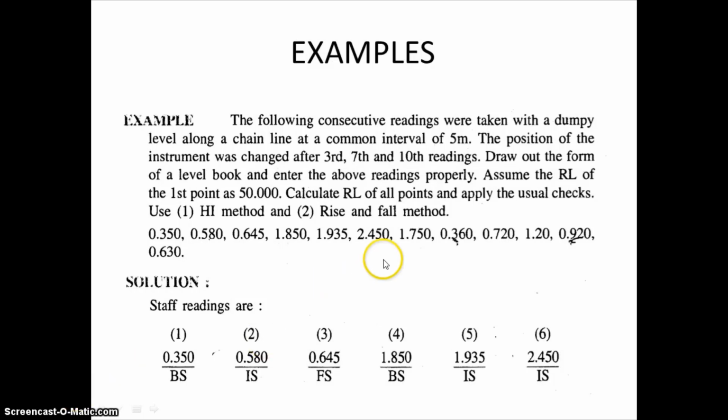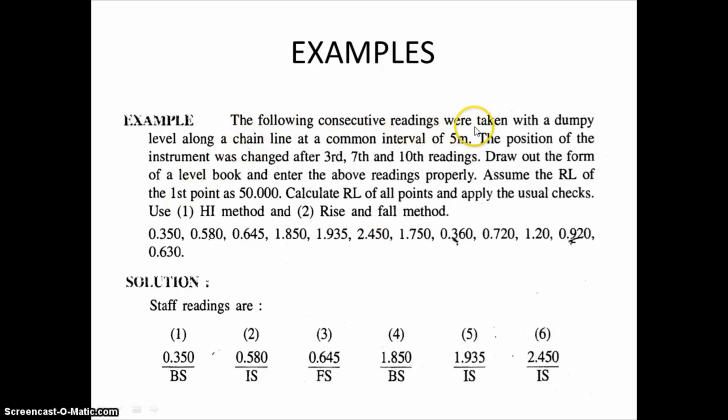As I told you earlier, a table is given, but suppose the table is not given to you and you are in the field, you have to prepare your field book. So how will you enter your readings in that particular table? That example I have taken here. So again we take one more example for your understanding. You can see the readings are given.